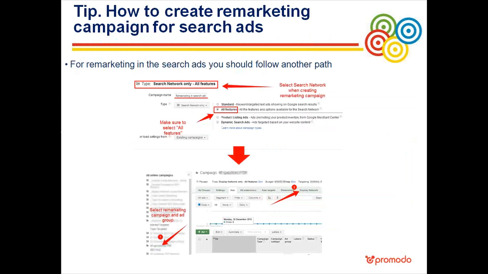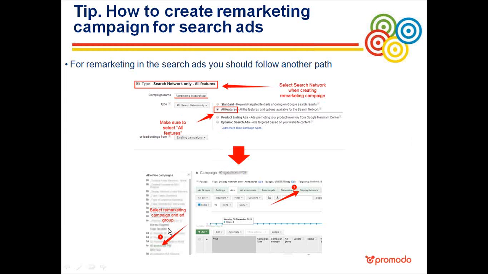Now, another tip is how to create a remarketing campaign for search ads. So we talked previously about the display network, and if you would like to do that for search ads, you need to follow a little bit of another path. You create your remarketing campaign, select search network only, and make sure to select all features, because the standard option won't be available. So you select all features, and then after you have created this campaign, you add a group.